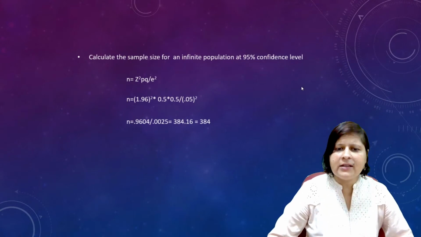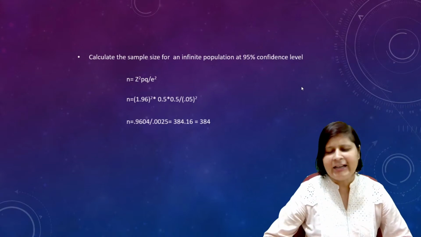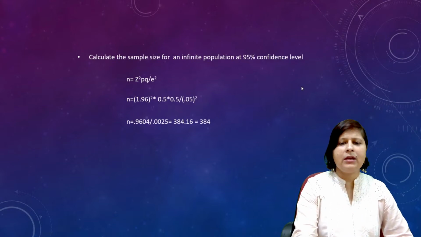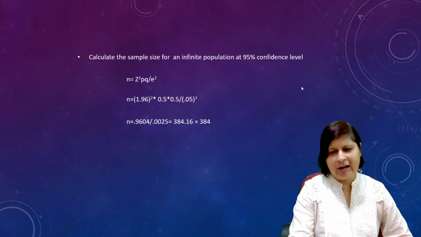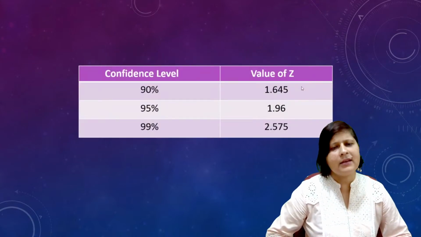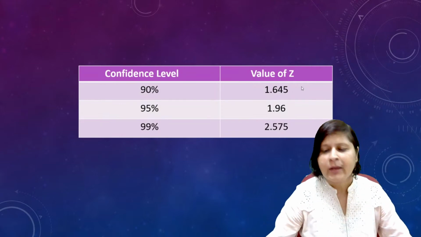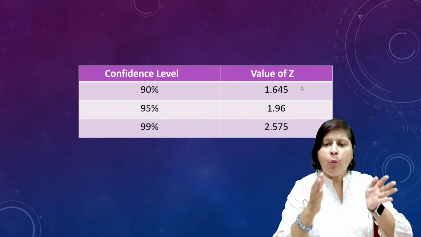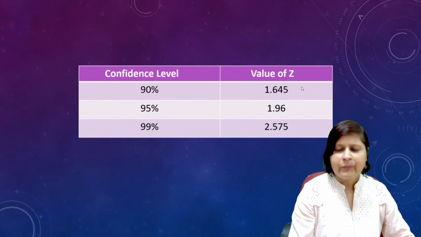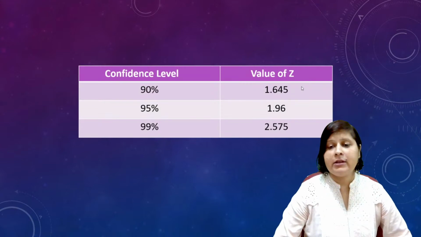Similarly, you can calculate the sample size of an infinite population at a 90% confidence level or at a 99% confidence level, but we usually carry out social sciences research at a 95% confidence level, though again it depends on the researcher. If you want, you can carry out the research at a 90% or 99% confidence level. I hope now it is clear what a sample is, how you will determine your sample, and how you will estimate your sample size. Each and everything is very important.